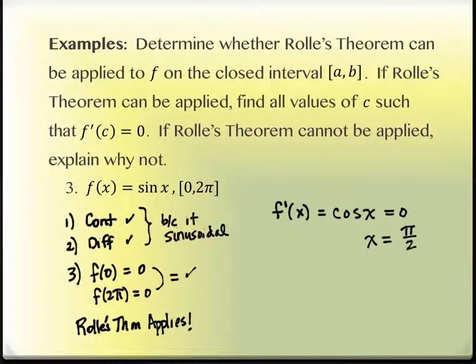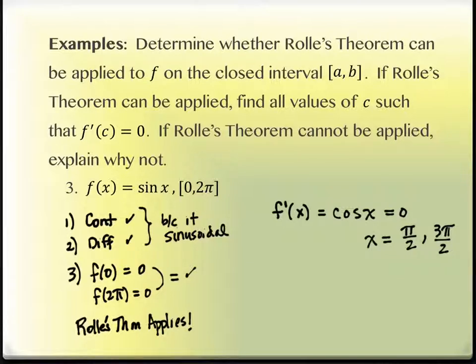Yeah, there's a couple of locations, and they both happen to be on the interval that we were looking for. So I have 2 c values on this interval. I'm guaranteed to have 1 by Rolle's theorem, but I could have 2 and or more, and I do on this one.